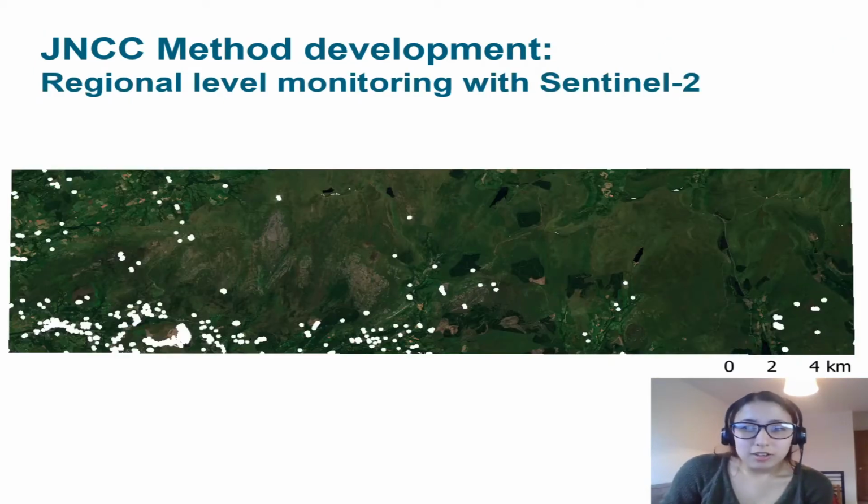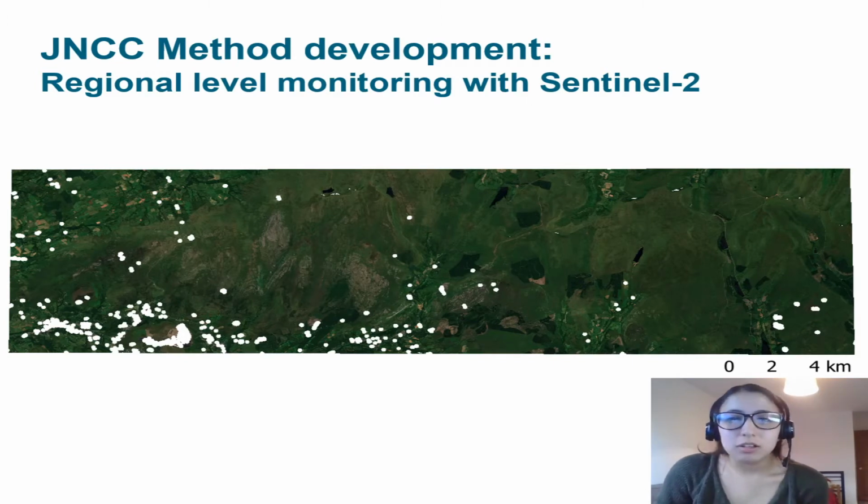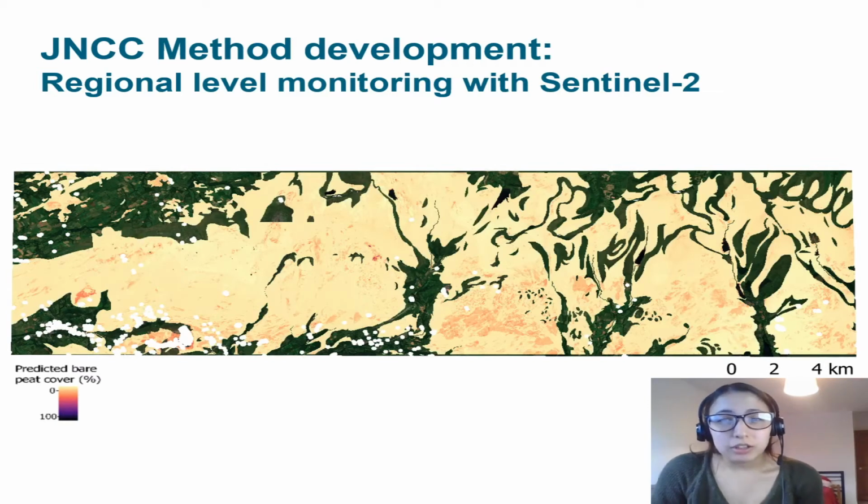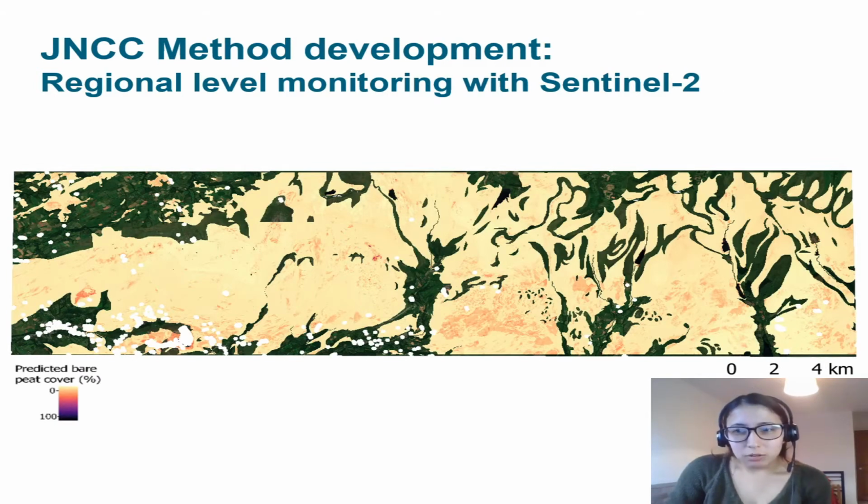So what about at the larger scale? This is one of the sites from Brecon Beacons, which is roughly 305 kilometers squared. So this would be very time consuming to identify the bare peat in the VHR for the whole site. However, by doing this process with just a few representative regions, including some of the more degraded sites, we're able to extrapolate the predictions out across a wider landscape using regression modeling.